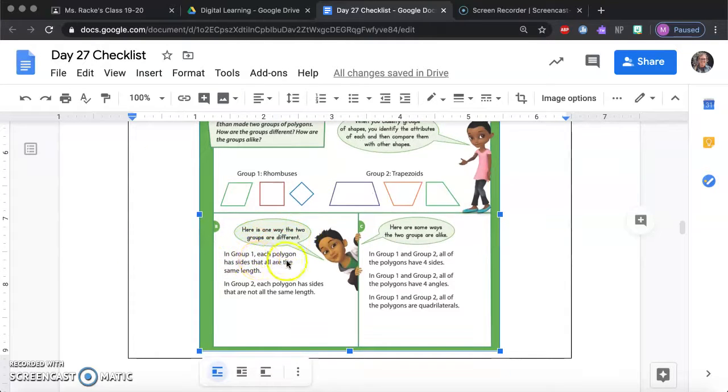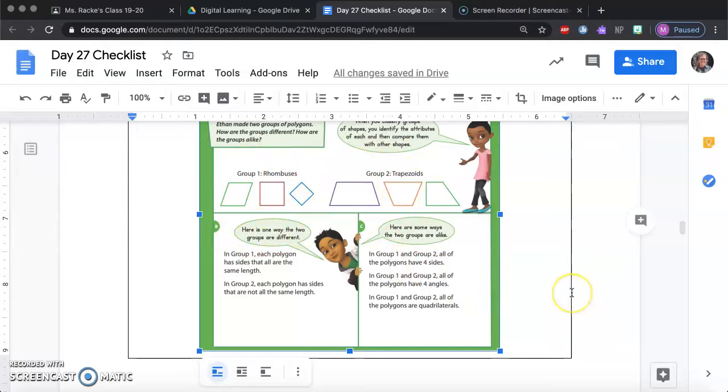In group 1, each polygon has sides that are all the same length. So right here, they're all the same length. In group 2, each polygon has sides that are not all the same length. So those are the differences between them. These all have all sides the same length, these do not.